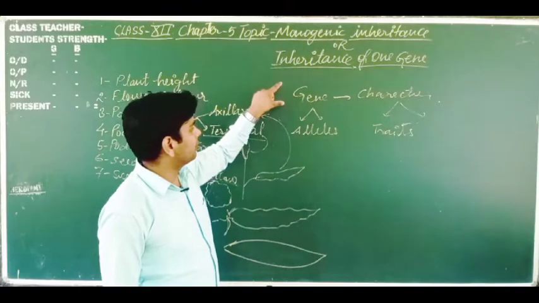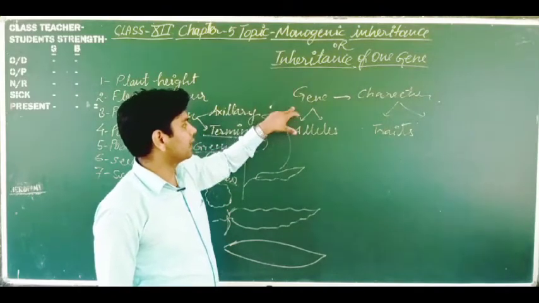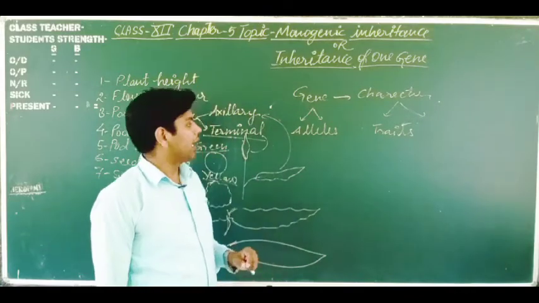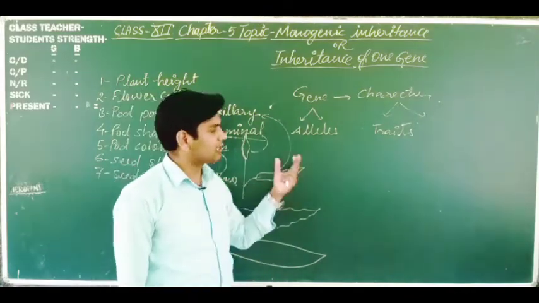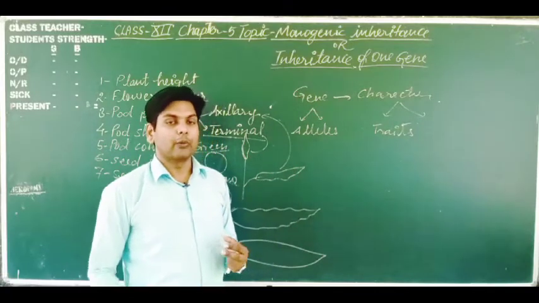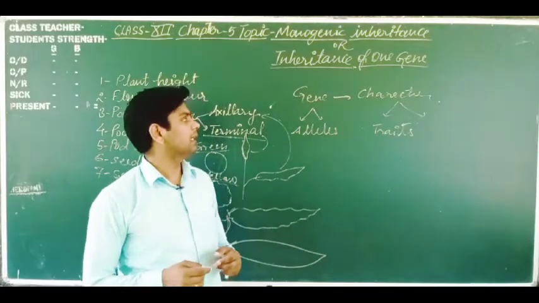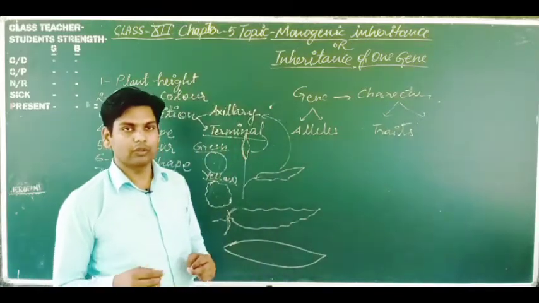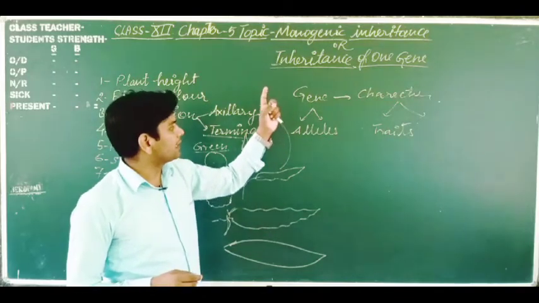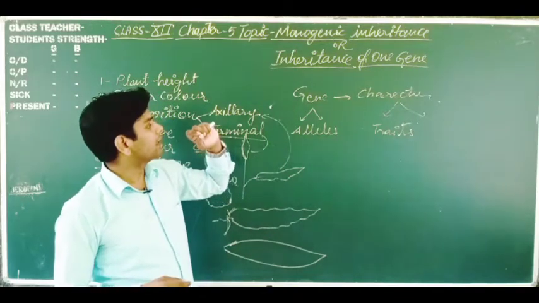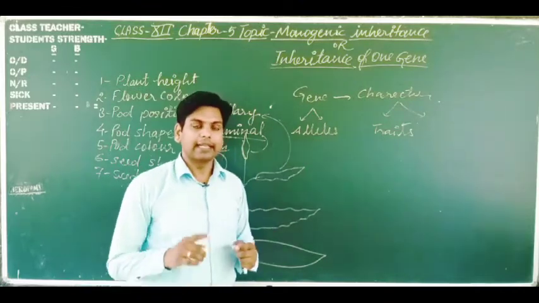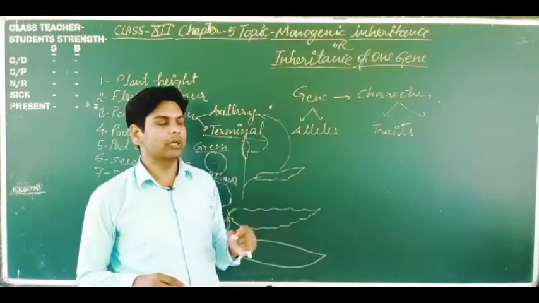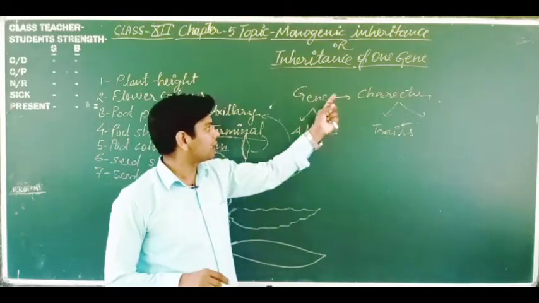So we are considering only this one single gene. A single gene is responsible for the single character, and in this we are going to study the single character. When we study the single character, we make a cross known as what? Monohybrid cross, I have told you. So the inheritance of a single character is known as monogenic inheritance, because one character is controlled by one gene.